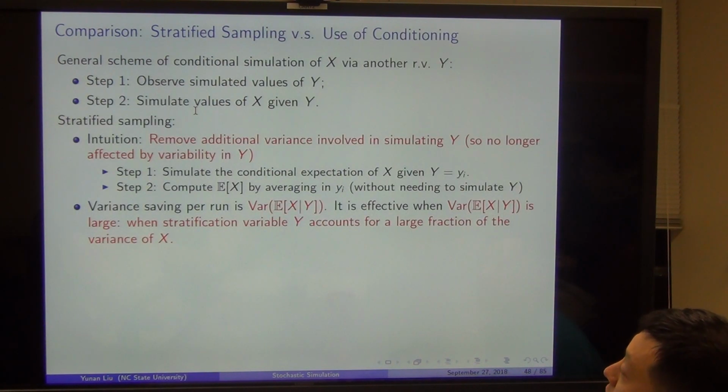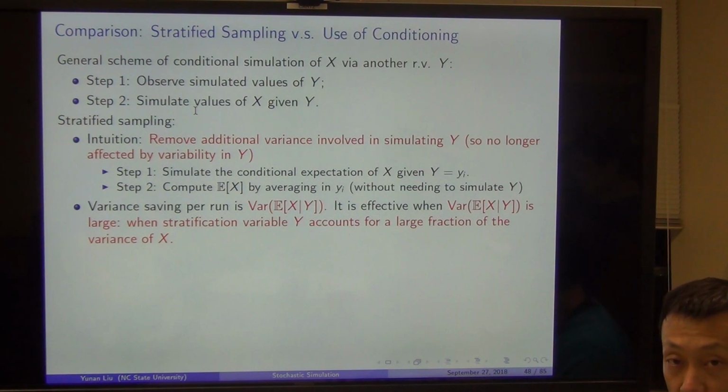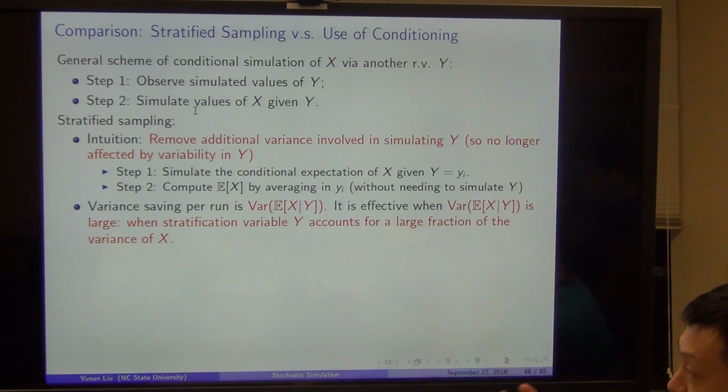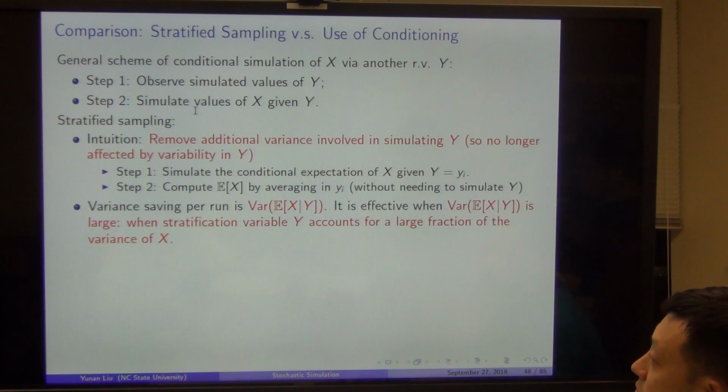Okay. Before I give you any example, let me try to compare stratified sampling with the use of conditioning. Okay. I mean, we always compare it to existing method. The general scheme of conditional simulation of X via another random variable Y involves 2 steps. Step 1, observe simulated value of Y, so basically simulate Y. Step 2, based on the value of Y that you observe, simulate X, right? Okay. The intuition of stratified sampling is the following. This technique removes additional variance involved in simulation Y.